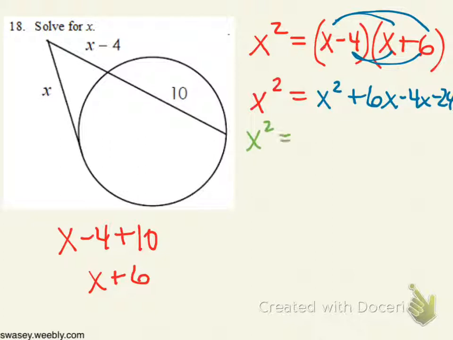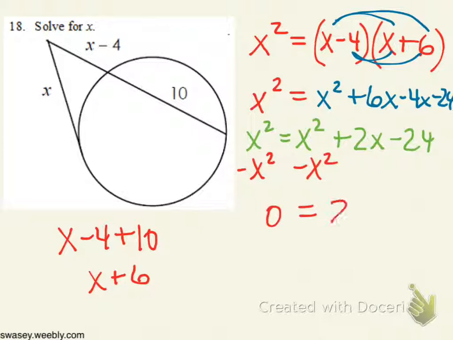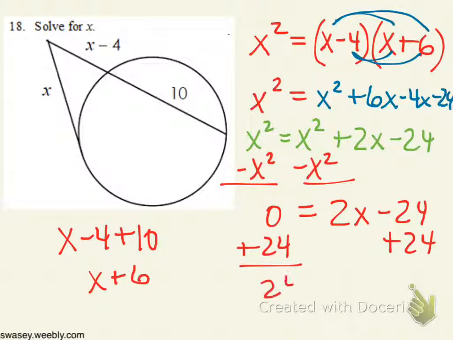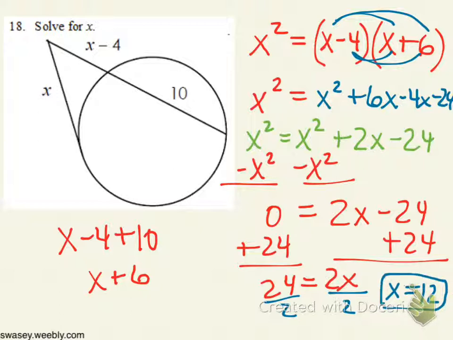Now we'll combine our like terms. 6x minus 4x is 2x. We've got x squared terms on each side, so let's subtract x squared from each side. And so we get 0 equal to 2x minus 24. That's a linear equation. And so we'll get our x's on one side and our constants will move to the other side. So add 24 to each side to get 24 equals 2x. And then divide by 2. And so x is 12. Our goal is to find x. We did that.